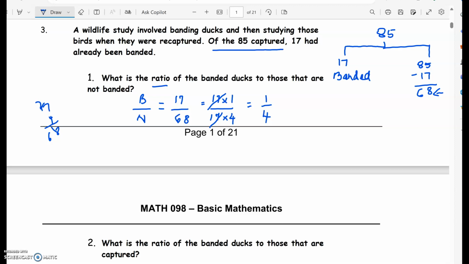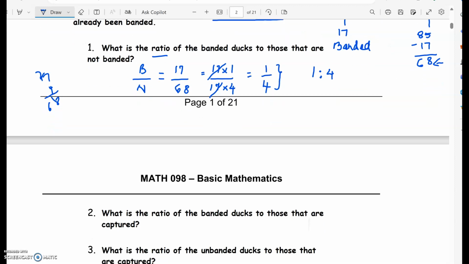So we can write it as a fraction. And another way of presenting a ratio is this. But if we need to do any sort of simplification or calculations or solving equations with ratios, then it's best to write a ratio as a fraction.